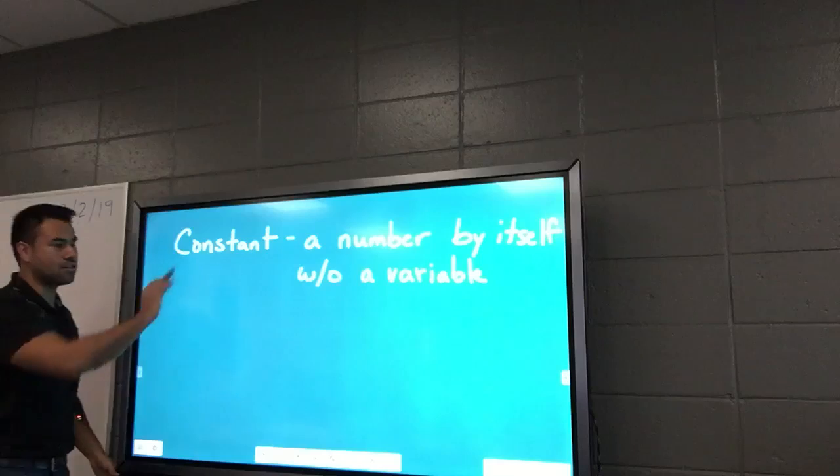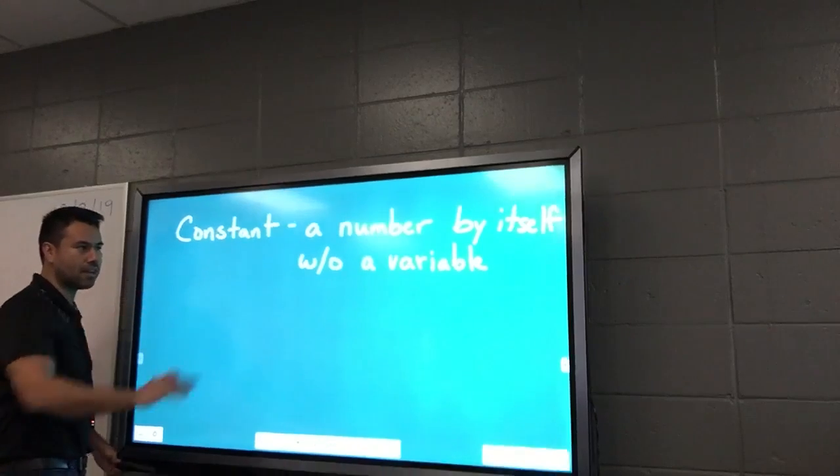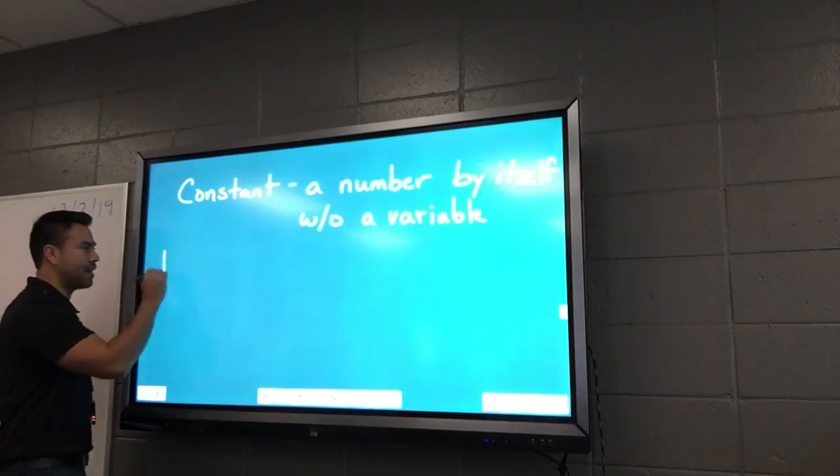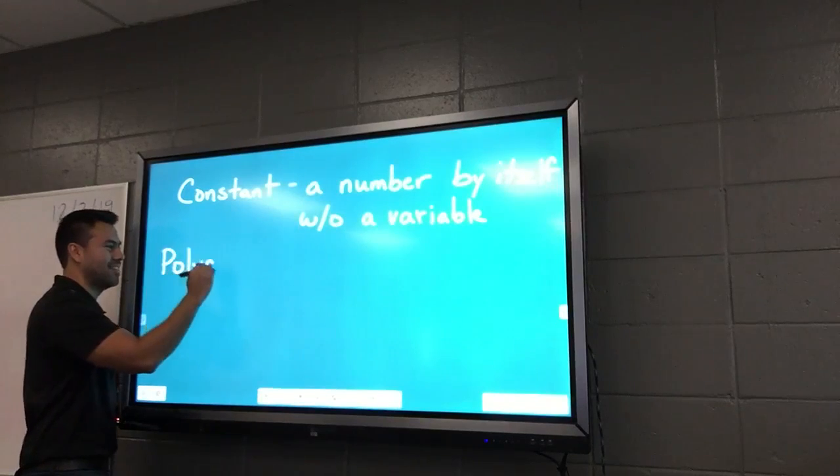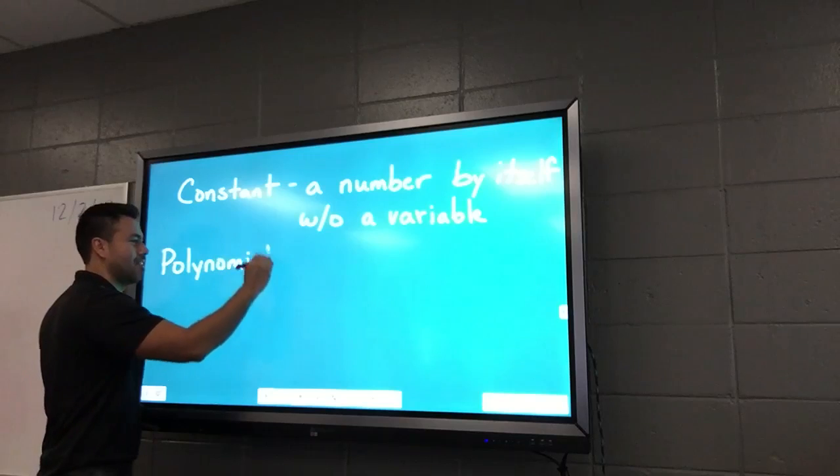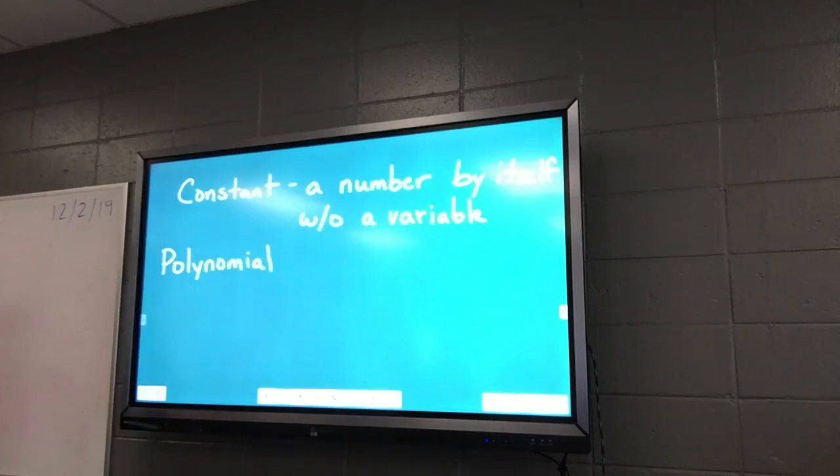So that's a separate definition, just a number without a variable. Now we're going to get to our lesson. What is a polynomial? So we say polynomial or polynomial, either way is fine.